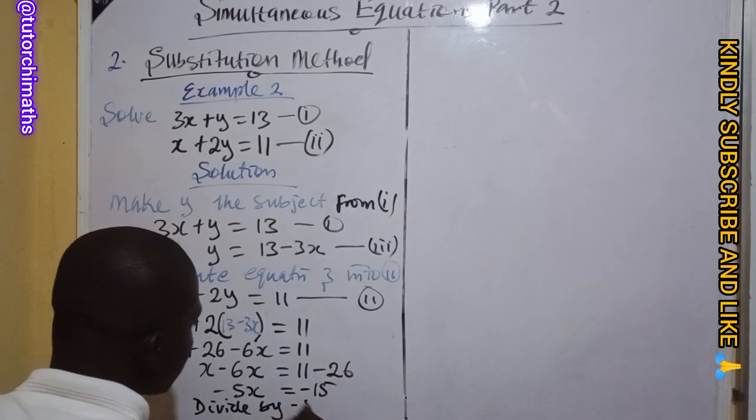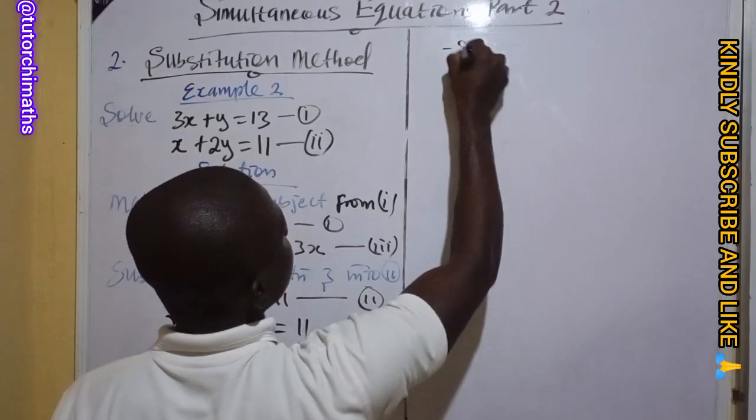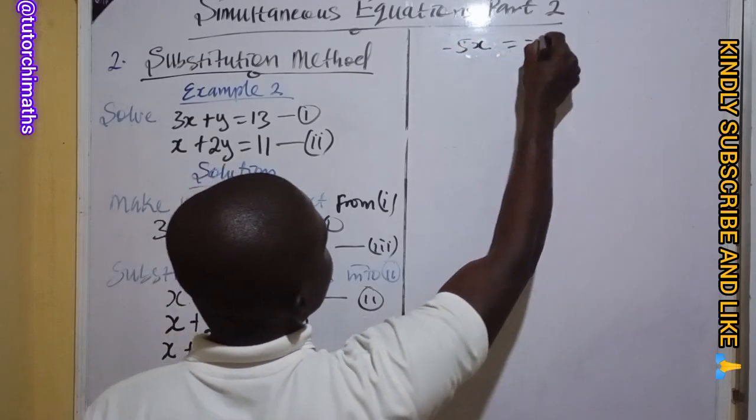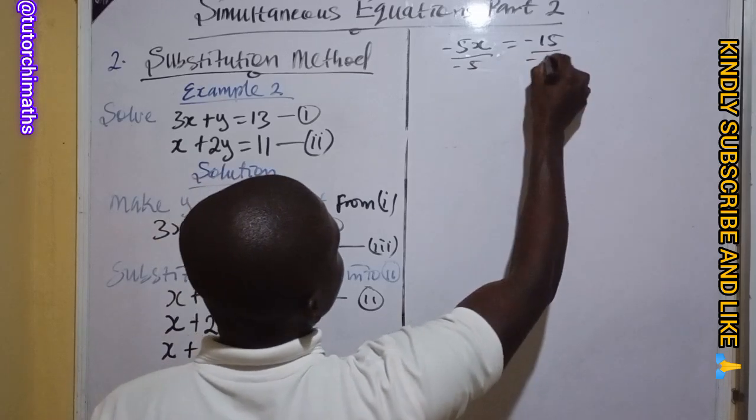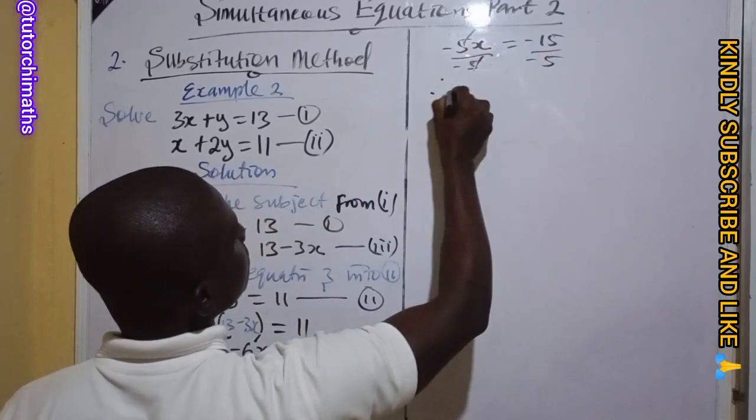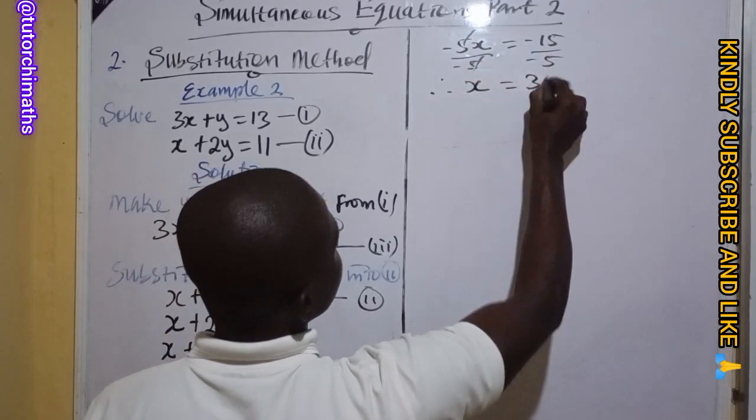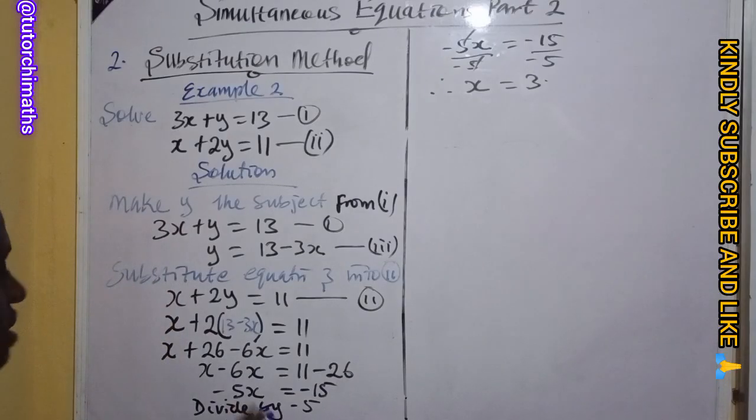Divide by minus 5. So I can have minus 5x is equal to minus 15. So divide it by minus 5. This can cancel. Therefore, x is equal to 3. Good. So the value of x here is 3.